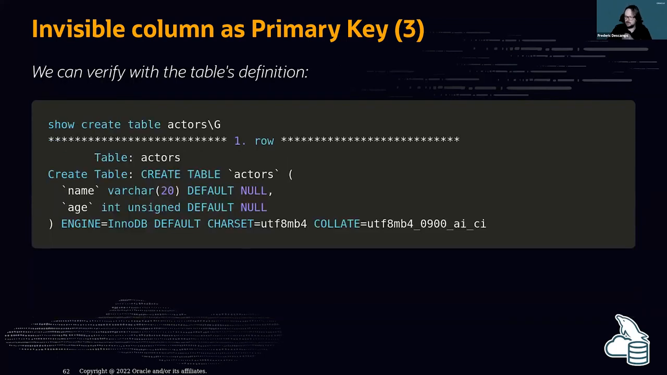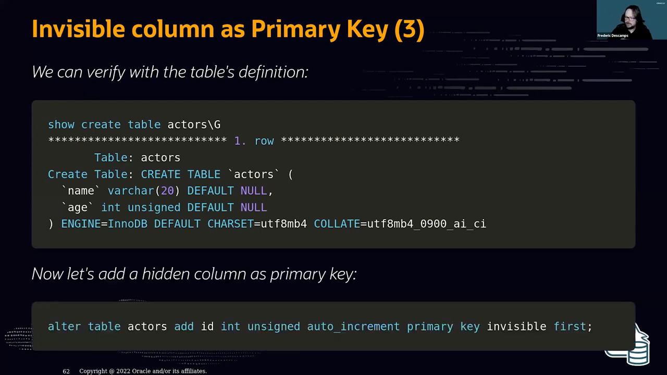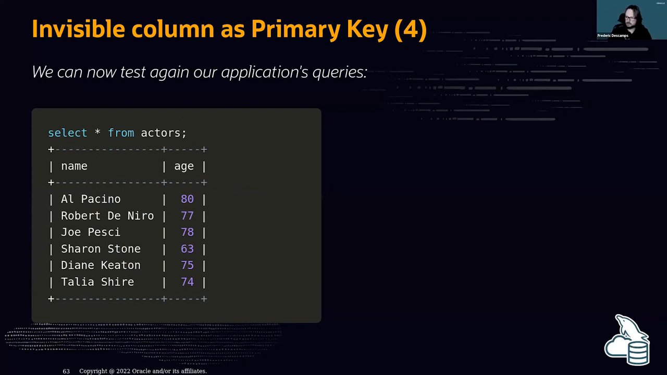So now let's check the creation of that table. In this table definition we can see that indeed we haven't created any primary key, and there is no not null unique key either, right? So now we can add that hidden column as a primary key. We create an ID that is an integer, unsigned, auto-increment, I call it primary key, invisible, and first. When my application does select star from actors, we have exactly the same output, right?